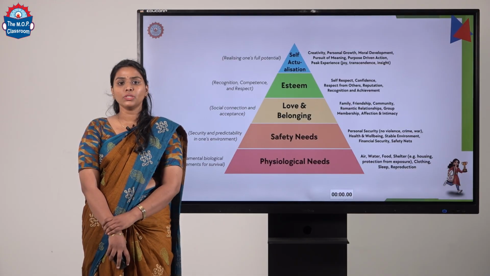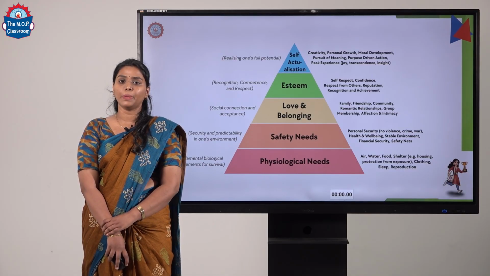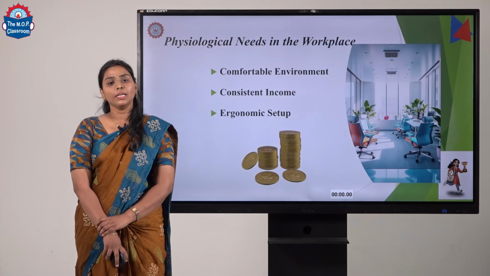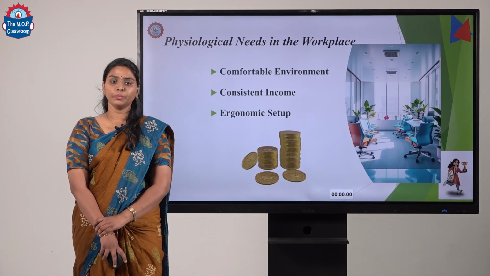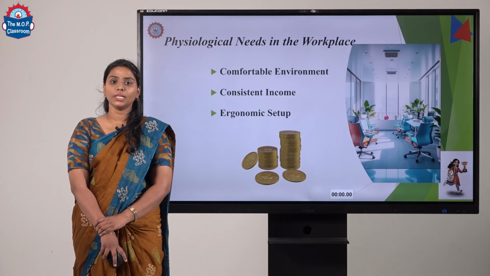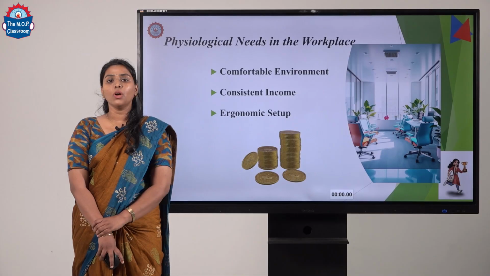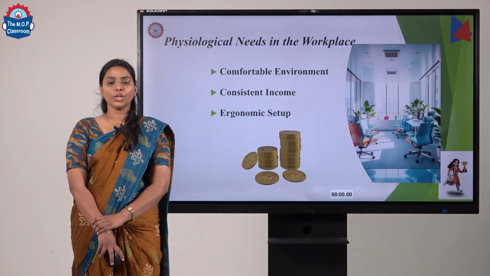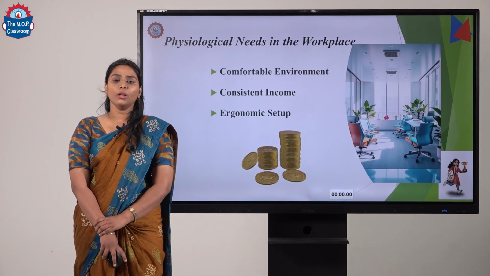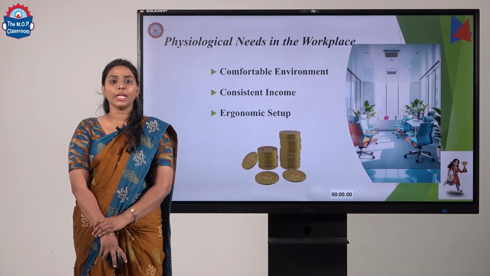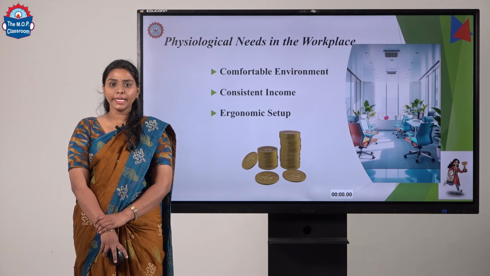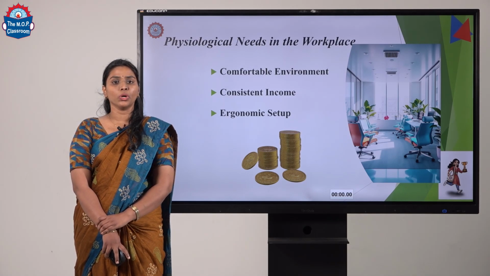Now we'll see how Maslow's theory is applicable in the present workplace. First, physiological need. What is a physiological need? It is the basic survival need that is needed for an employee to work. So what are the basic needs? Be it a consistent income, an ergonomic setup, and a comfortable environment to work. It talks about ventilation, light, and space between 2 employees to work comfortably.